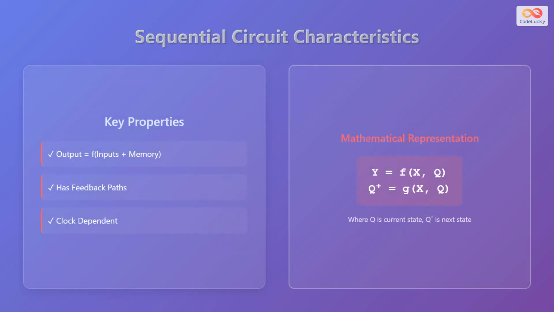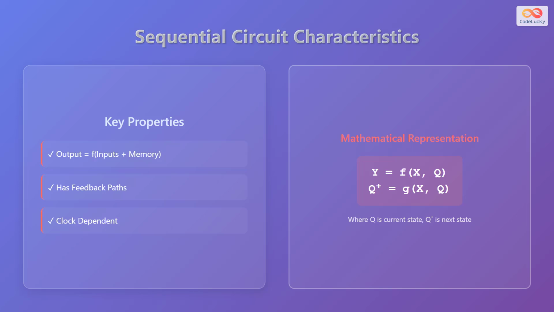Let's explore the key properties of sequential circuits. Firstly, the output is a function of both the inputs and the memory. This means the past history of the circuit affects its present output. Secondly, sequential circuits have feedback paths, where the output is fed back as an input. Thirdly, these circuits are clock-dependent. The changes in output occur at specific clock intervals.